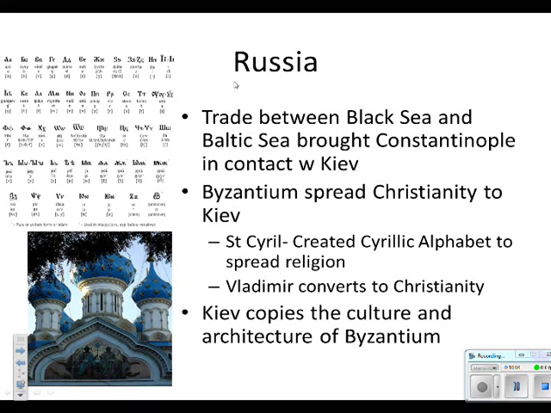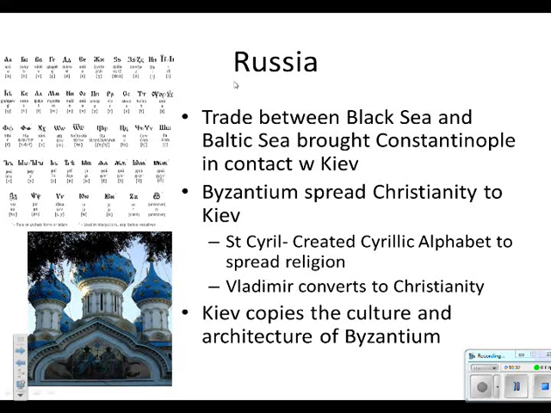So they start trading with the Byzantine Empire, and the Byzantine Empire sees an opportunity to spread Christianity to Kiev. Remember, they had just become a new version of Christianity. So they're going to want to spread their version more, their Eastern Orthodox version. To help this be successful, St. Cyril, a missionary who spreads religion, created the Cyrillic alphabet, which combined the alphabet of the Slavic-speaking members of Kiev with the Greek alphabet popular in the Byzantine Empire.